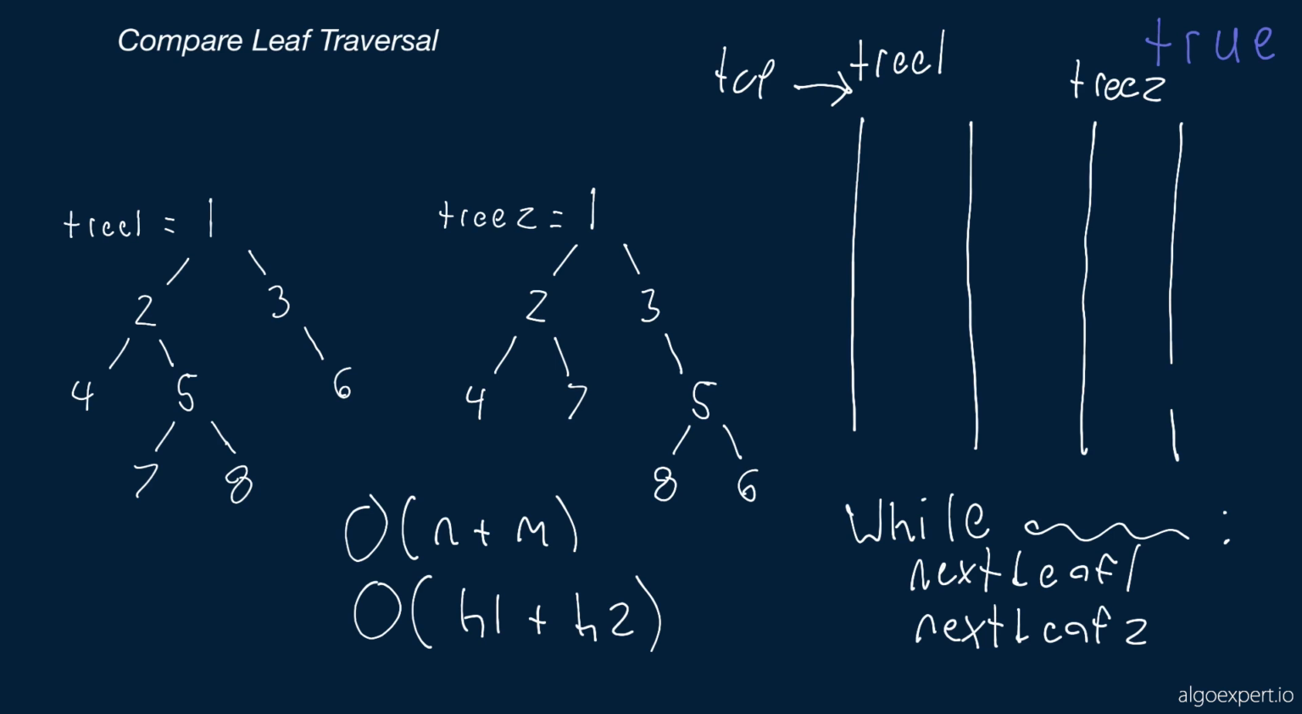Now, the time complexity of n plus m is because a pre-order traversal takes n time for any binary tree. We of course have 2 binary trees, and so 2 pre-order traversals that we need to do. So that gives us the n plus m time. All right, so that is solution 1.